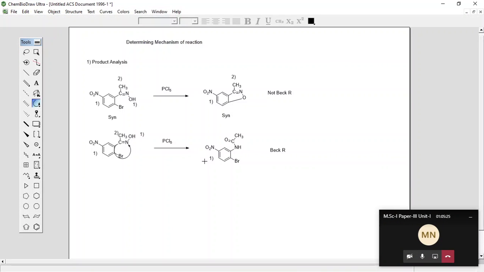So by analyzing the product, this Beckmann rearrangement involves the transmigration of the substituted phenyl group. Only the anti oxime undergoes Beckmann rearrangement. We can write this general example of your oxime.